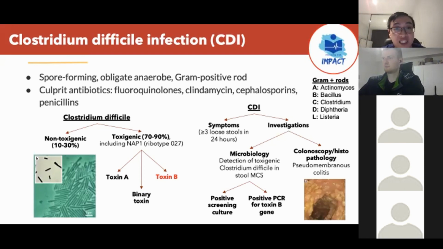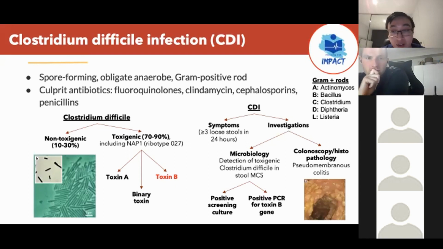If the toxin B gene is present, then that means that your Clostridium difficile is toxigenic, which means that you can diagnose Clostridium difficile. So in summary, to diagnose Clostridium difficile, you need to have a patient with symptoms plus positive culture for Clostridium difficile plus positive PCR for the toxin B gene.